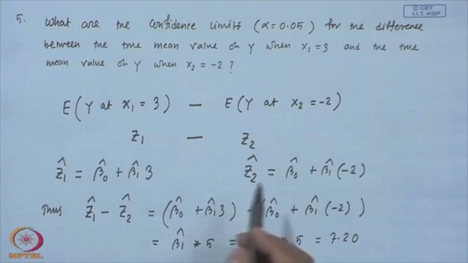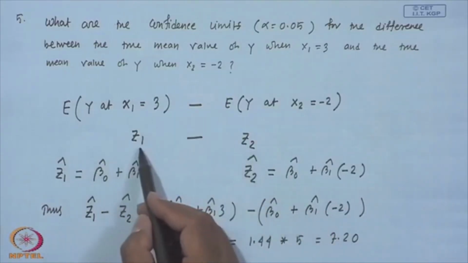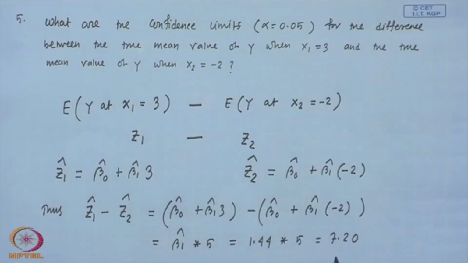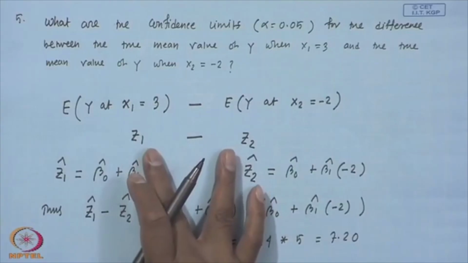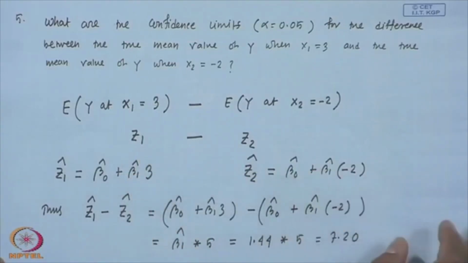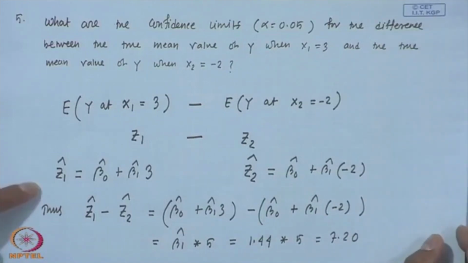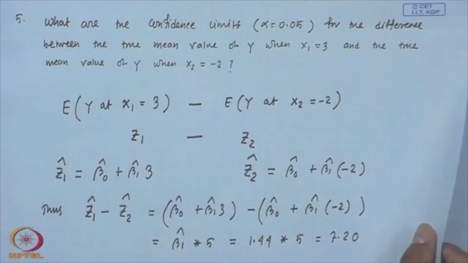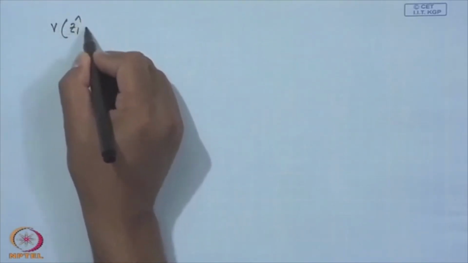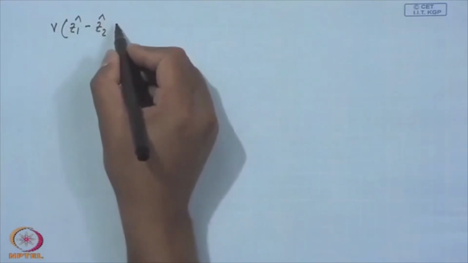Well, so what we did is that we found a point estimate for Z 1 minus Z 2, and the point estimate is 7.21. Now, we have to find a confidence interval for Z 1 minus Z 2. So, what we have to do is find a distribution for Z 1 hat minus Z 2 hat, and for that we need to compute the variance of Z 1 hat minus Z 2 hat.